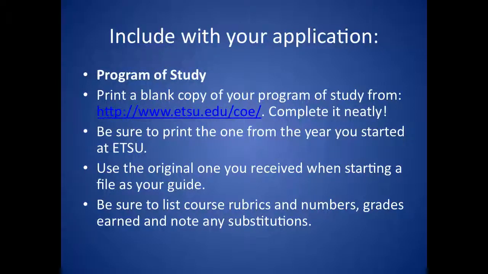So what you want to do is go to our website, print out a blank copy of your program of study, make sure that it matches your catalog year, that is the academic year when you started at ETSU, and then use the program of study we completed for you as a guide to fill in the one for your board application. Be sure that you fill in all the information completely. Don't just write down grades, don't just put check marks. Write in the course numbers, write in the grades, have all of the information there. If you've had any substitutions, write substitution next to the class. That way we can see exactly where you stand with your program.